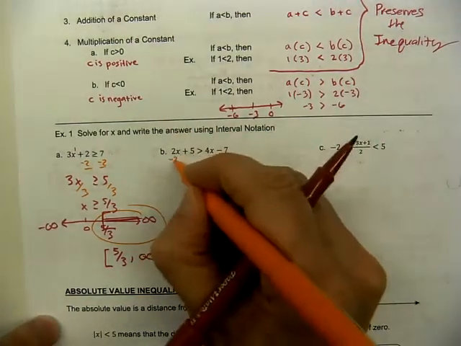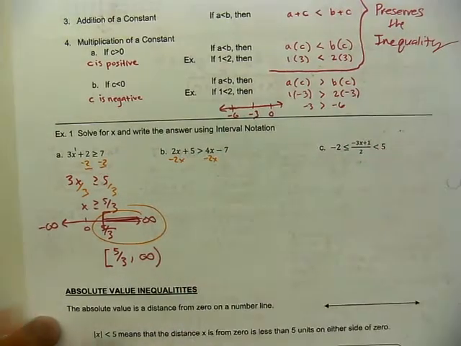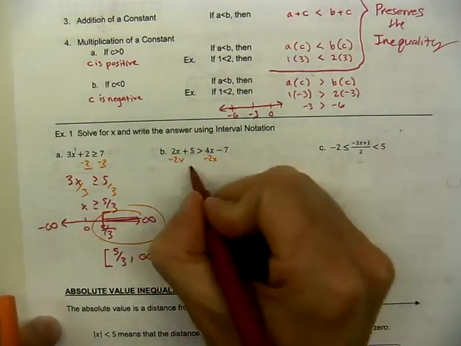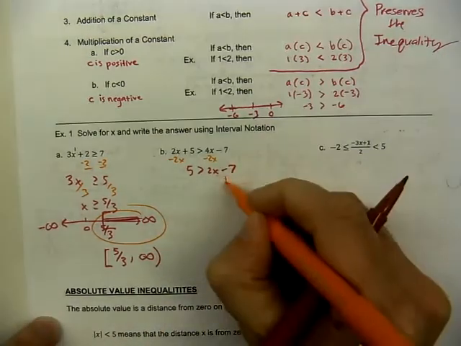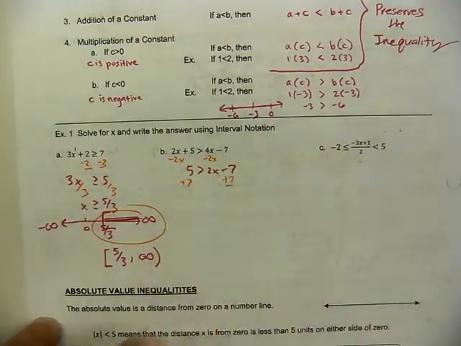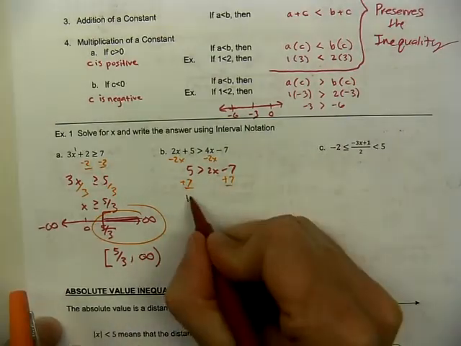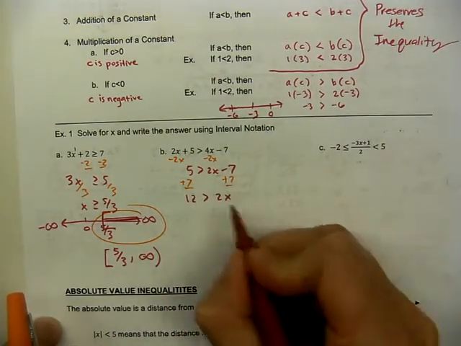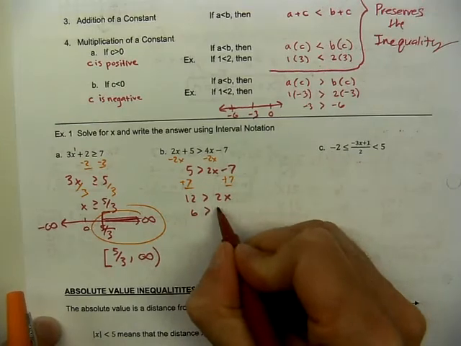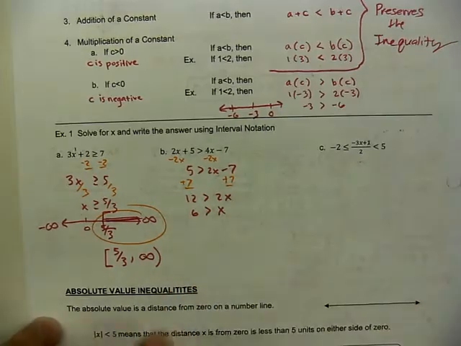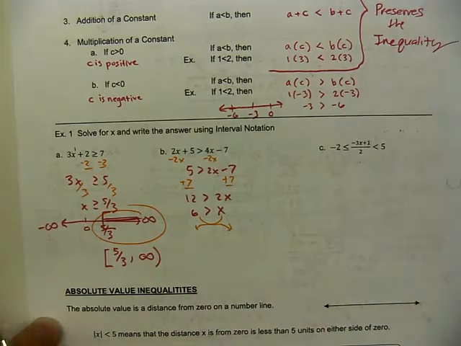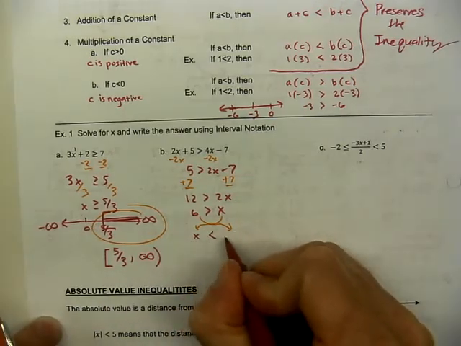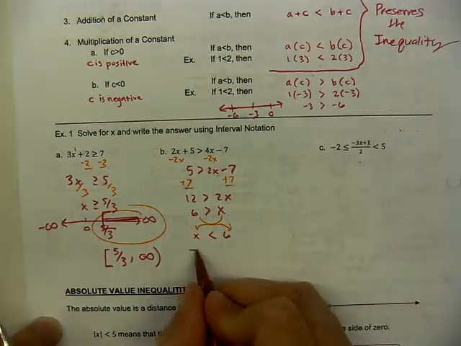Here in part B, let's go ahead and bring the 2x to the right-hand side. Add 7 to both sides. We end up with 12 is greater than 2x. We divide away the 2, so we have 6 is greater than x. But in terms of formatting this, we want it to have the x on the left-hand side. So x is less than 6 is what we're looking at here.